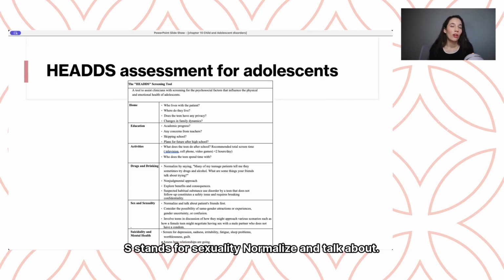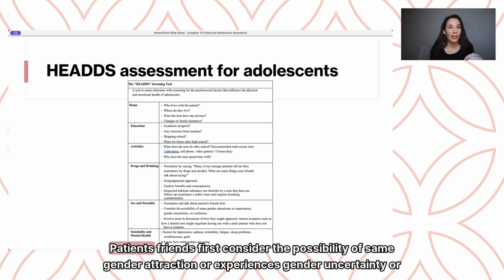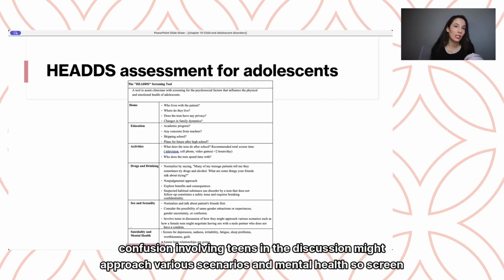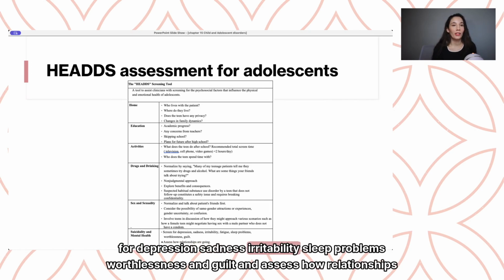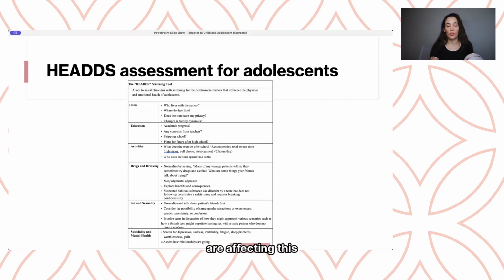S stands for sexuality. Normalize and talk about the patient's friends first. Consider the possibility of same-gender attraction or experiences of gender uncertainty or confusion. Involving teens in the discussion might help approach various scenarios and mental health. So screen for depression, sadness, irritability, sleep problems, worthlessness, and guilt, and assess how relationships are affecting this.